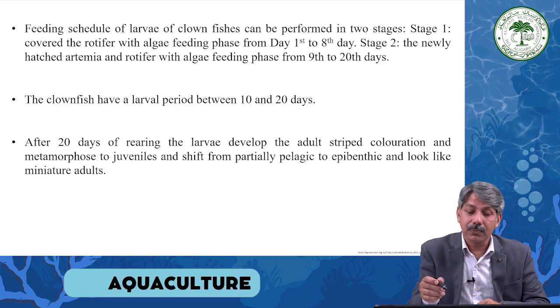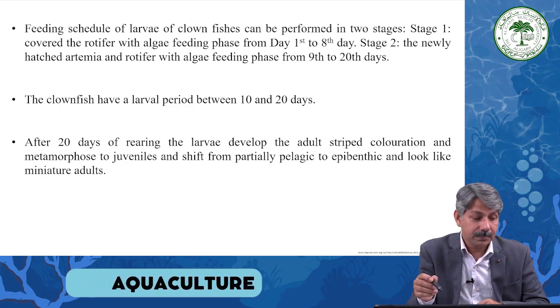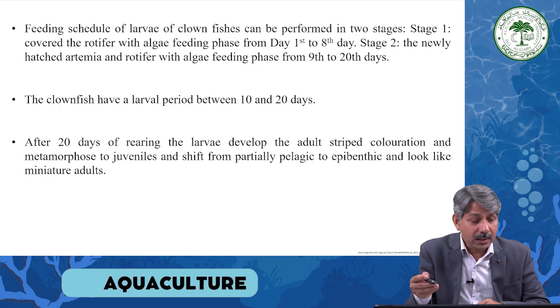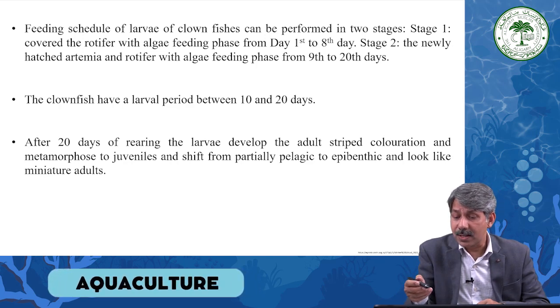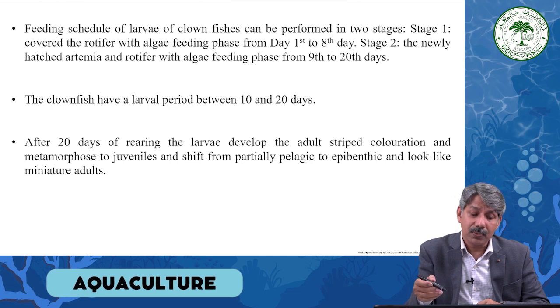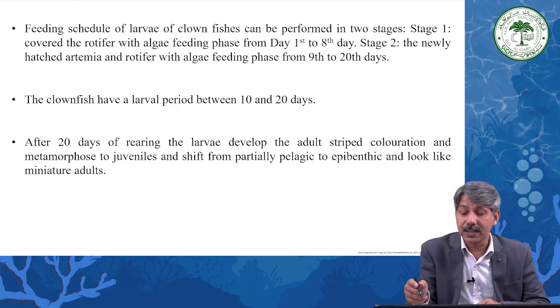Feeding schedule of larvae of clownfishes can be performed in 2 stages. Stage 1 covers the rotifer with algae feeding phase from day 1 to 8th. Stage 2, the newly hatched Artemia and rotifer with algae feeding phase from 9th to 20th days.